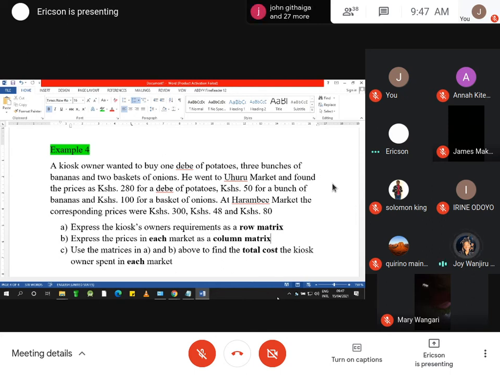Prices in each market as a column matrix: 280 going downwards, 50 and 100, for Uhuru Market. For Harambee Market, it's 380 going downwards. The total cost the kiosk owner spent on each market: he spent 630 in Uhuru Market, and in Harambee Market, he spent 604 shillings. Okay.